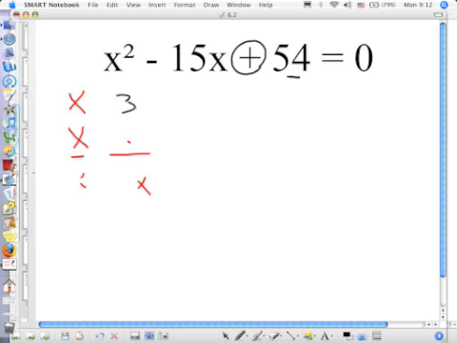No, you were right. 9 and 6 was right. 9 and 6 add up to 15. They were just not both plus. Because you want to get a negative 15, it's just minus. Negative 9, negative 6. There you go.